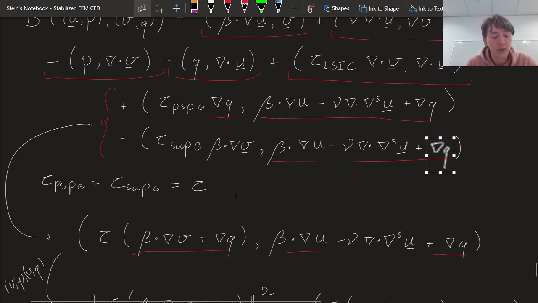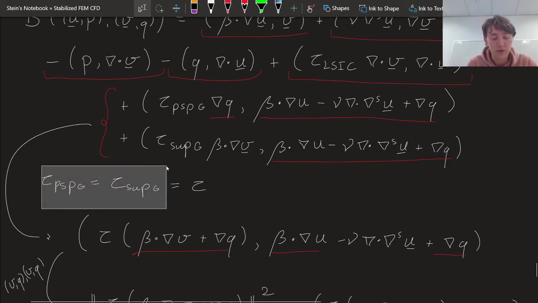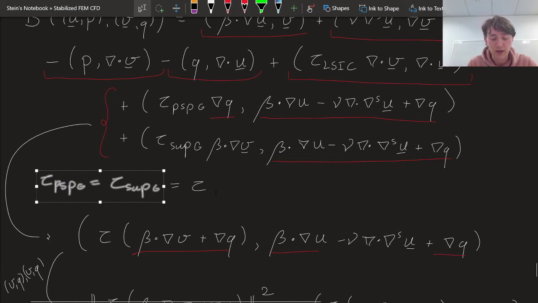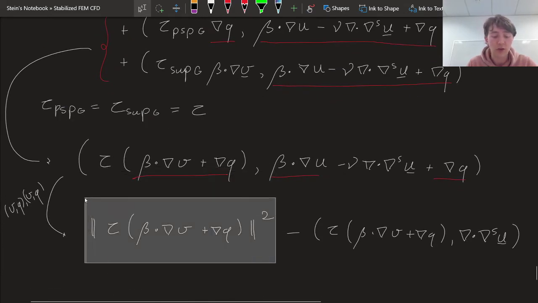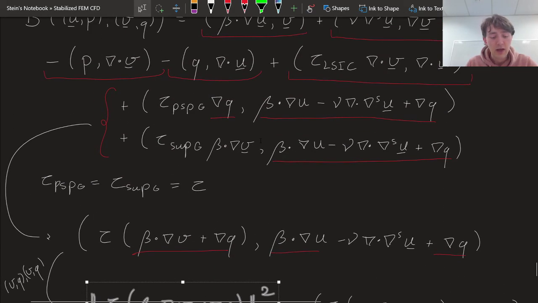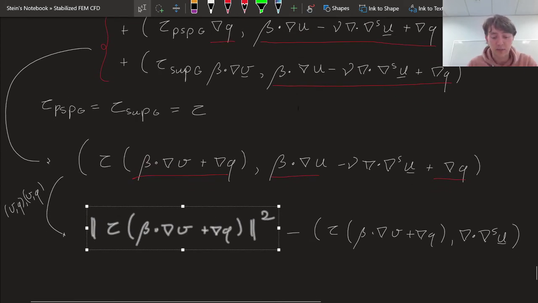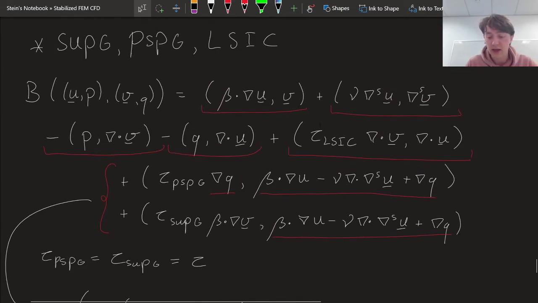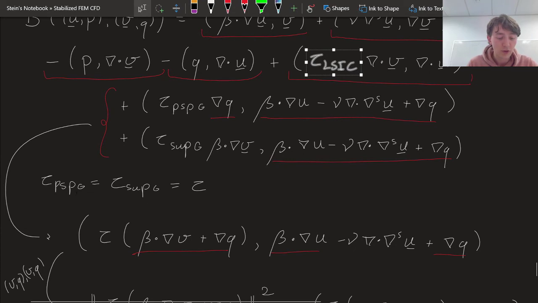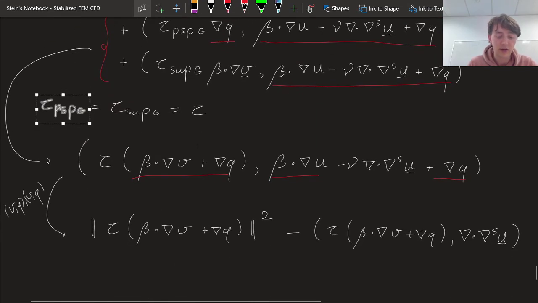So that would normally be a problem, but with this choice of stabilization parameters, we can get this nice structure and we get normed quantities. Yes, that is one choice that we make. The other choice we already discussed: we relate this LSIC stabilization parameter also to our PSPG, in this case simply our tau parameter.